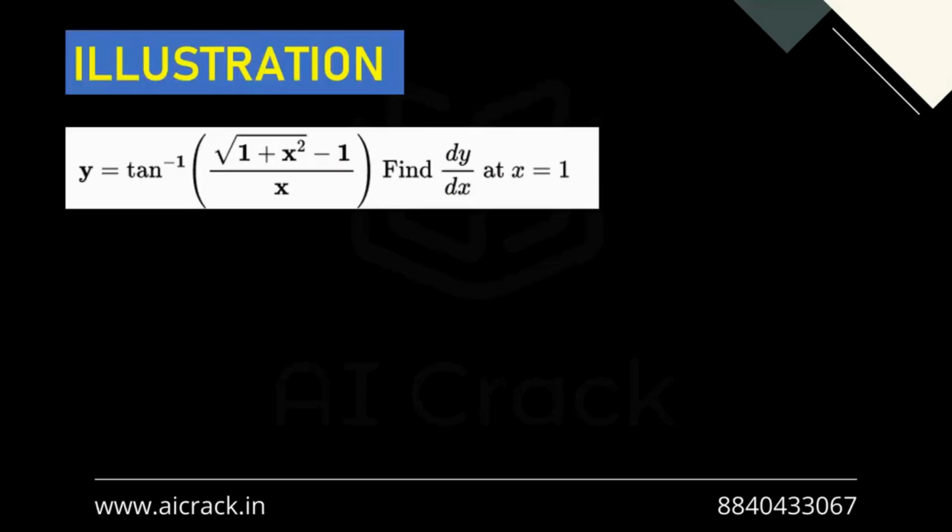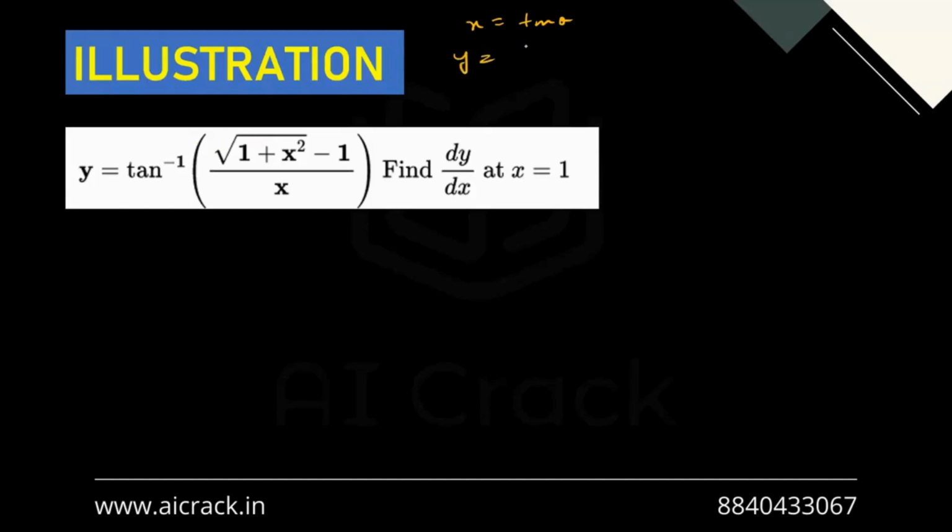Okay. And now let's solve this question. We have y equals tan inverse of under root 1 plus x square minus 1 divided by x. And we have to find the derivative of y at x equals 1. Now the obvious substitution over here is x equals tan theta. Why? Because that would give us under root 1 plus tan square theta. That becomes under root sec square theta. That comes out as sec theta only, right?